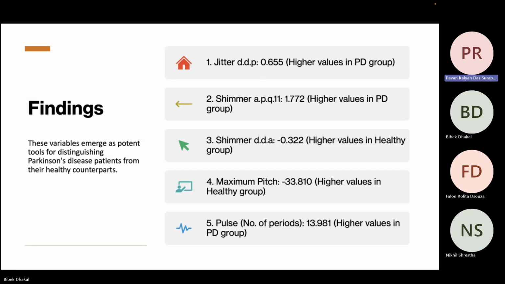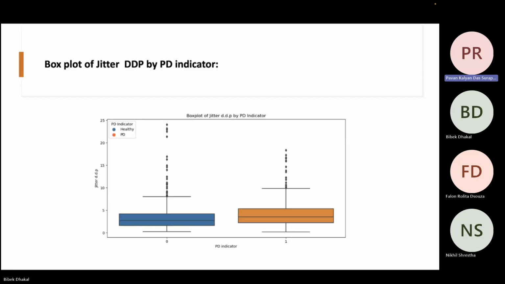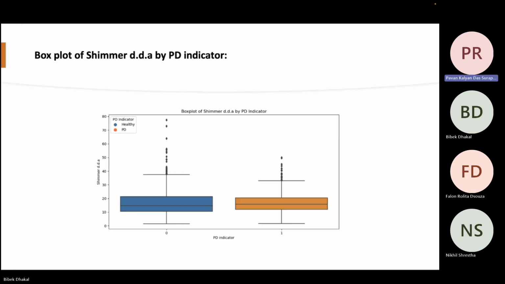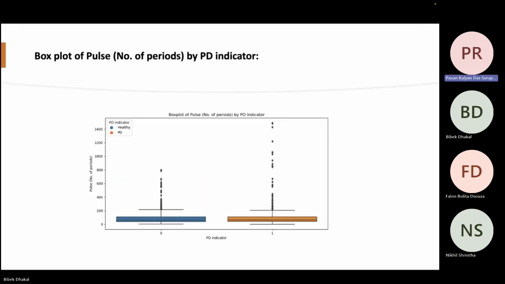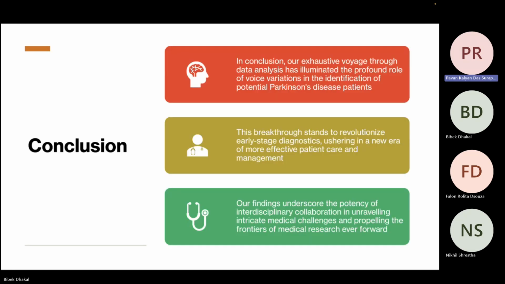In conclusion, our exhaustive voyage through data analysis has illuminated the profound role of voice variations in the identification of potential Parkinson's disease patients. Through the meticulous orchestrations of data wrangling, advanced statistical methodologies, and insightful visualizations, we have unveiled a constellation of 5 pivotal variables with the potential to discern individuals grappling with Parkinson's disease. This breakthrough stands to revolutionize early stage diagnostics, ushering in a new era of more effective patient care and management. Our findings underscore the potency of interdisciplinary collaboration in unraveling intricate medical challenges and propelling the frontiers of medical research ever forward. Thank you.